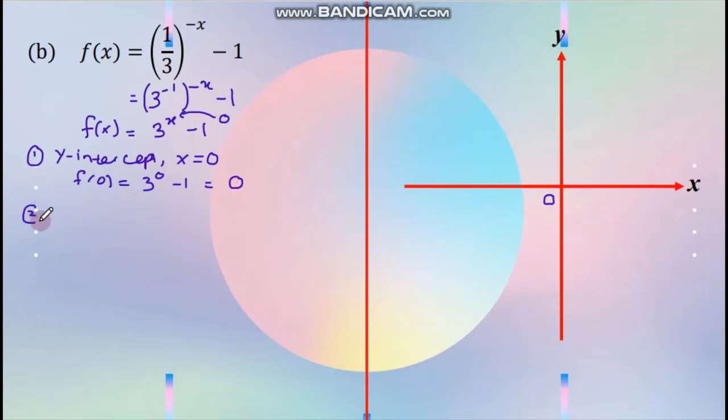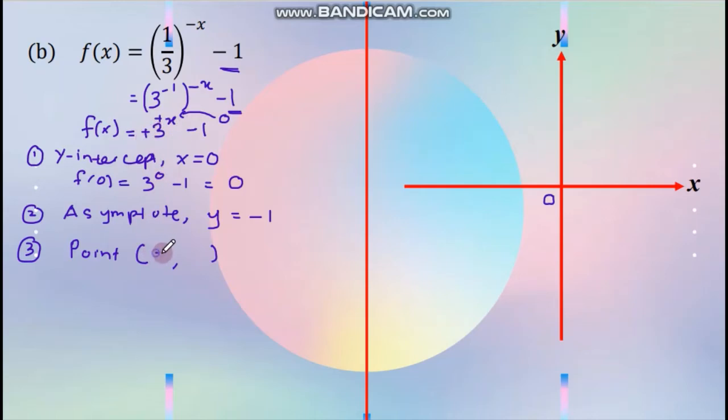Next, the second one, we find out the asymptote. So in this case, our asymptote y equal to negative 1. The third step, we identify the sign of our point. So our sign x and y, we refer to this one. In front of x here, positive. In front of y also, positive. So positive, positive. If positive x, positive y, it means our point is in the first quadrant. Last one, we sketch.